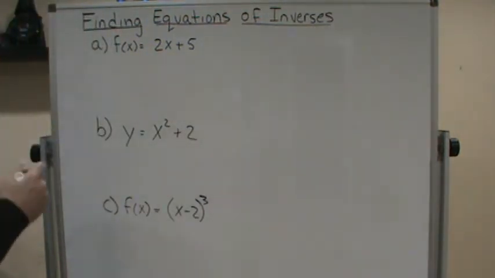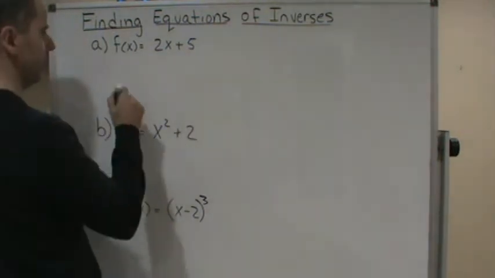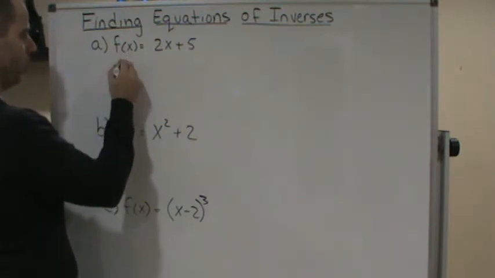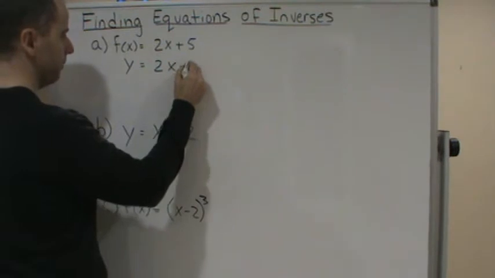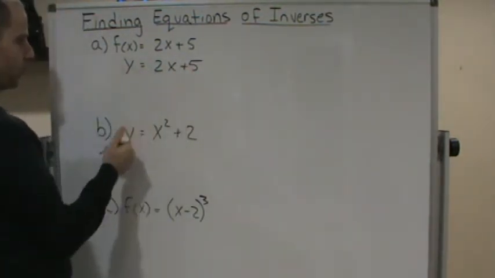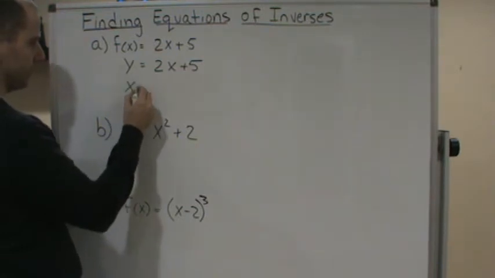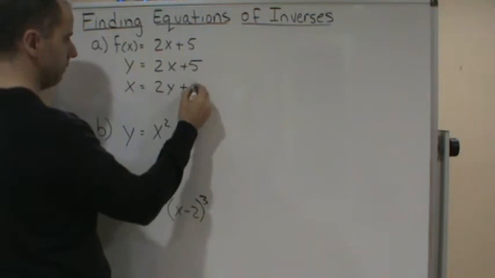Okay, so the first step here for A is I have this function, and the first thing I'm going to do is replace f of x with y. So I'm going to write it as y equals 2x plus 5. And then the next step is I'm going to exchange the x and the y. So I'm going to make this x equals 2y plus 5.